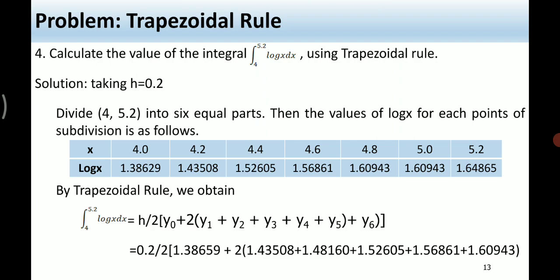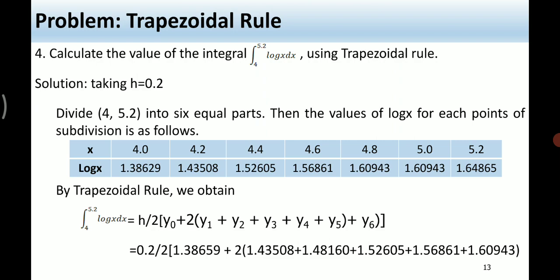For this we have to calculate the log x values. Log 4.0 is 1.38629. Log 4.2 is 1.43508. Log 4.4 is 1.52605. Log 4.6 is 1.56861. Log 4.8 is 1.60943. Log 5 value is 1.60943. Log 5.2 value is 1.64865. So we have to use the trapezoidal rule.